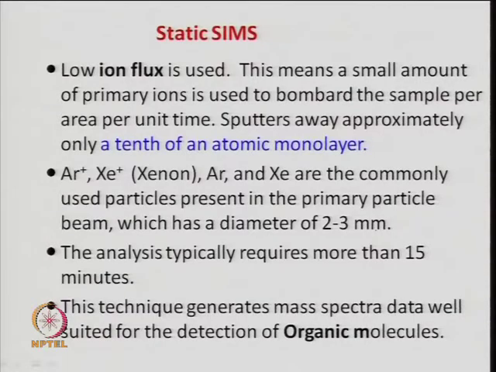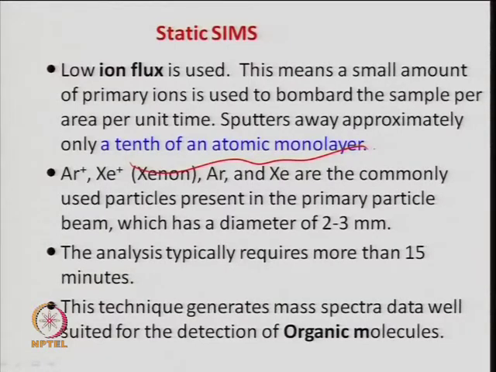So, in static SIMS low ion flux is used, right. What does it mean? A small amount of primary ions is used to bombard the sample per unit area per unit time. That is what is called ion flux, right. It sputters away approximately only 1/10 of an atomic monolayer, right. So, the depth will be small in this case. So, 1/10 of an atomic monolayer of information can be obtained when you have this kind of low ion flux, right.